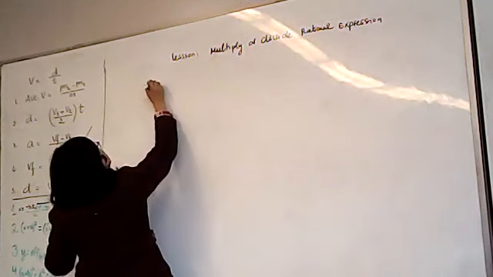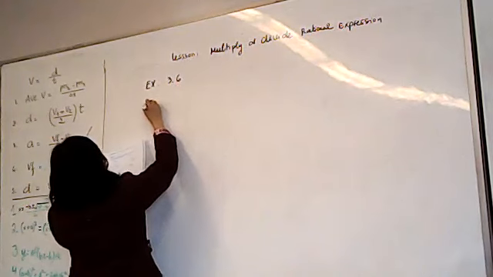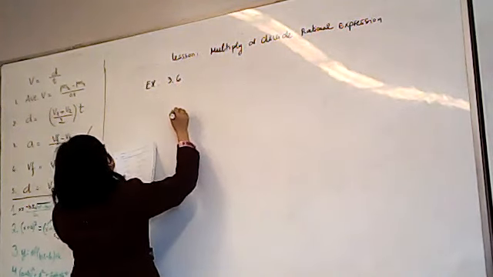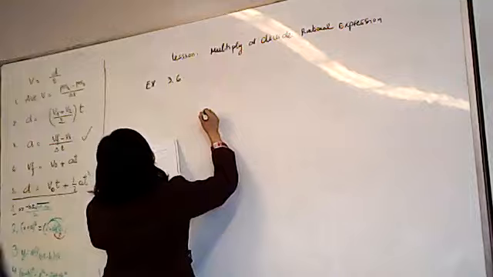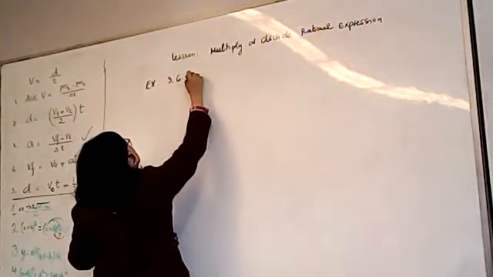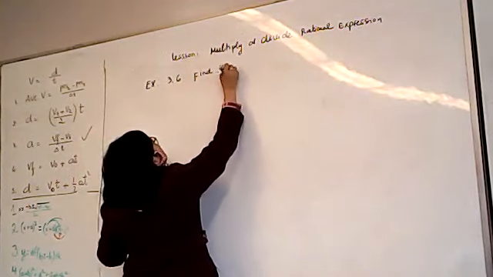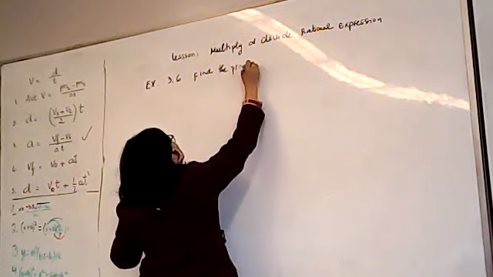So exercise 3.6. In order to find the product of the following rational expressions. Now find the product, student. Find the product. Now what product means? Product just means multiply.